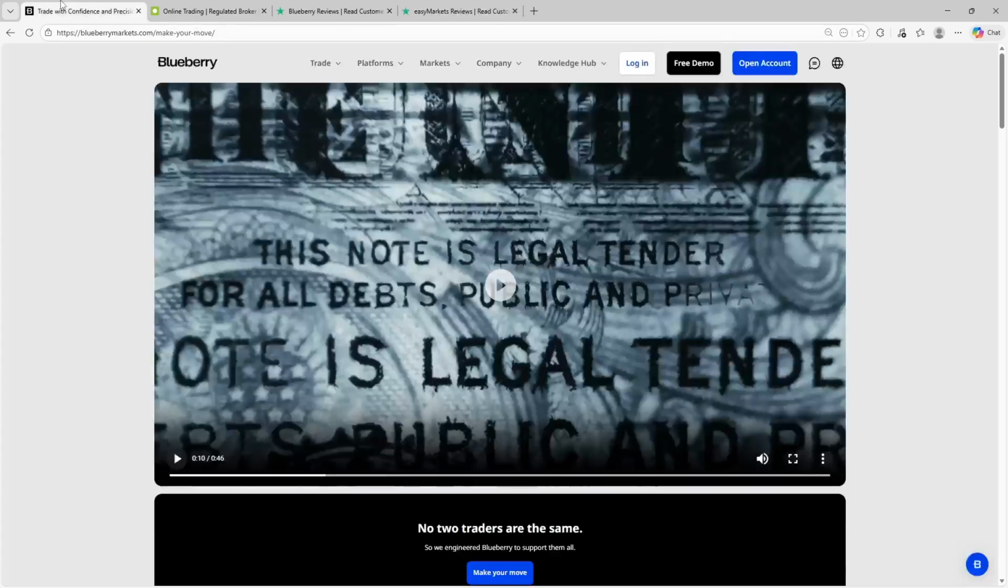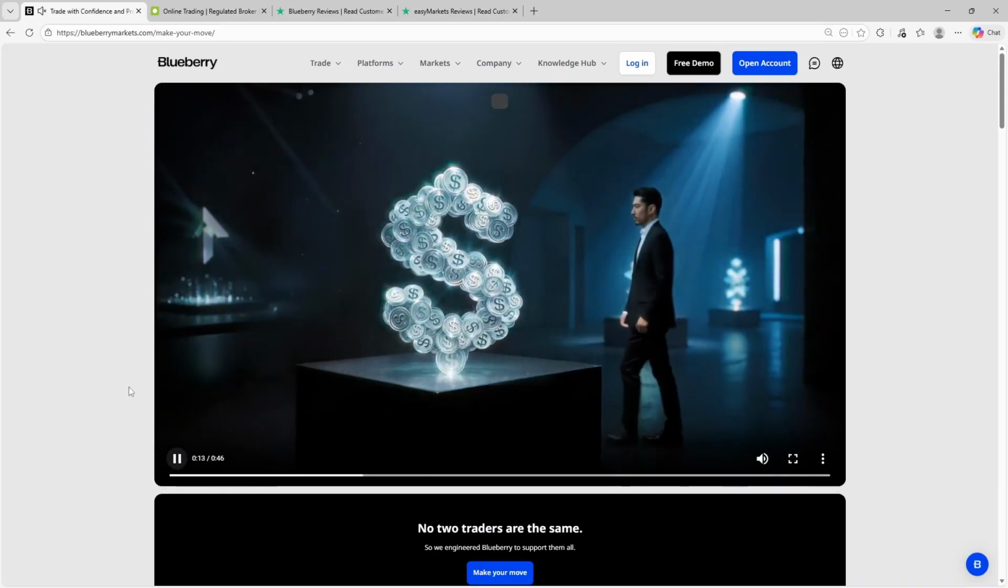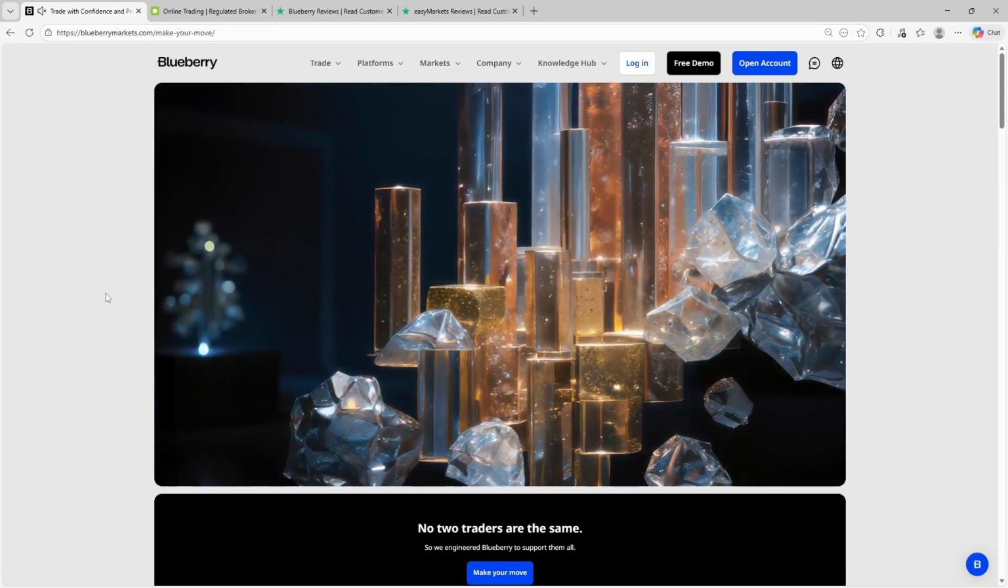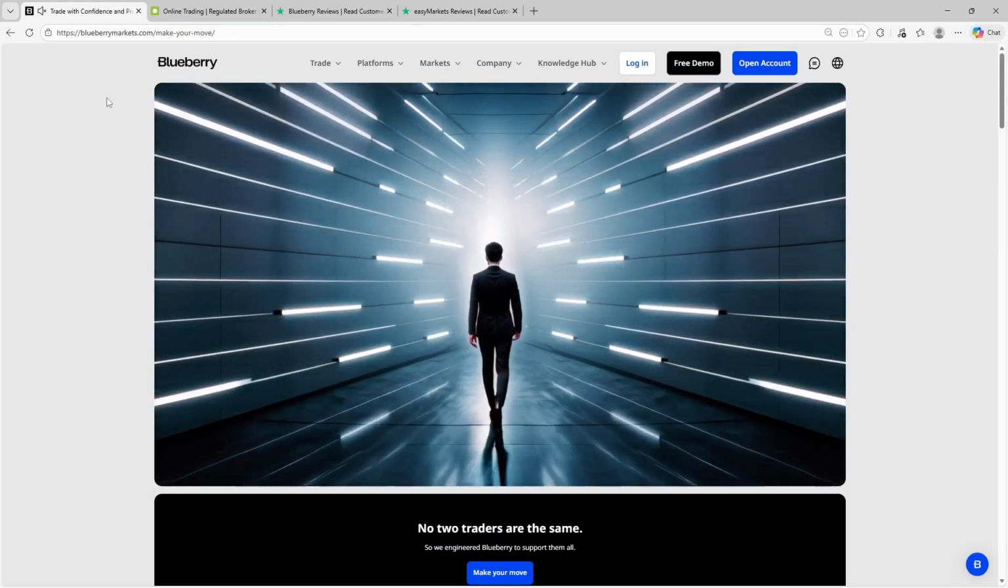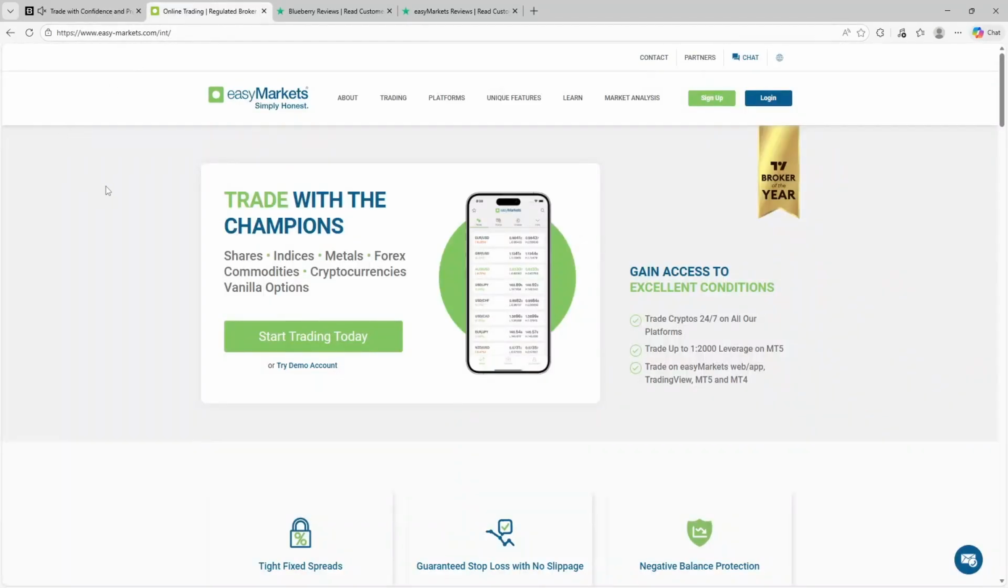Final takeaway: if you prioritize execution speed, tight raw spreads, deep TradingView integration, and professional-grade infrastructure, Blueberry delivers a performance-first trading environment. If you value cost certainty, built-in risk protection, guaranteed stop losses, and a platform designed to reduce emotional and technical complexity, easyMarkets offers a safer, more guided trading experience. Neither broker is universally better. The right choice depends on whether you trade for precision or protection.